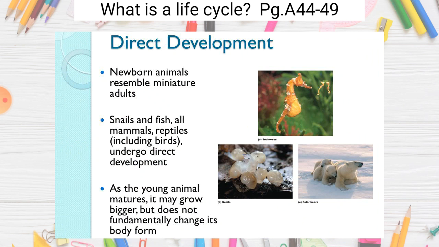Direct development is one of the most common things in big animals like mammals, fish, reptiles. You can see here, for example, how newborn seahorses look like their adult father, or how the bear cubs look like their mother. In this case, they only grow in size, but the appearance is very similar to the adult.